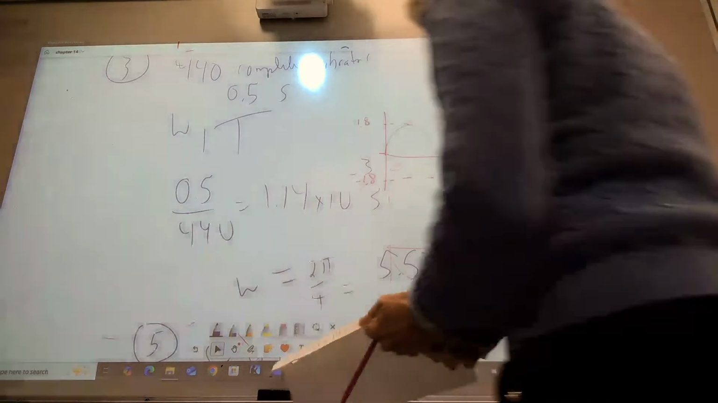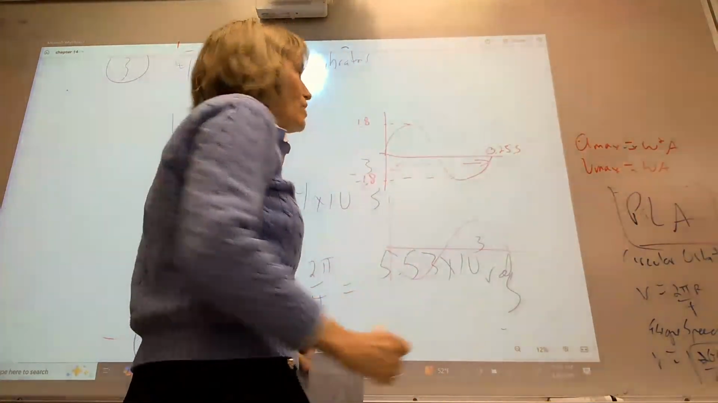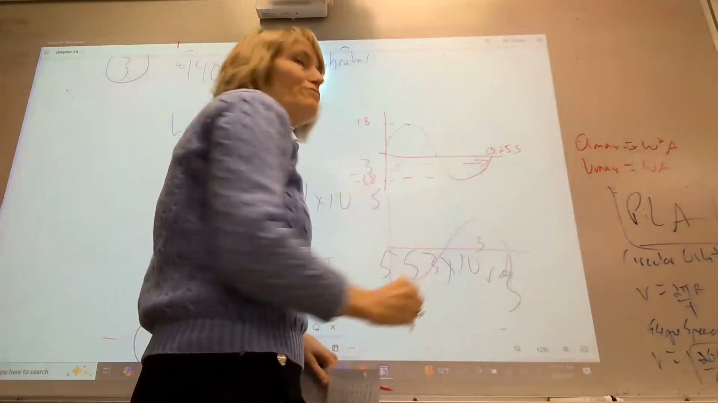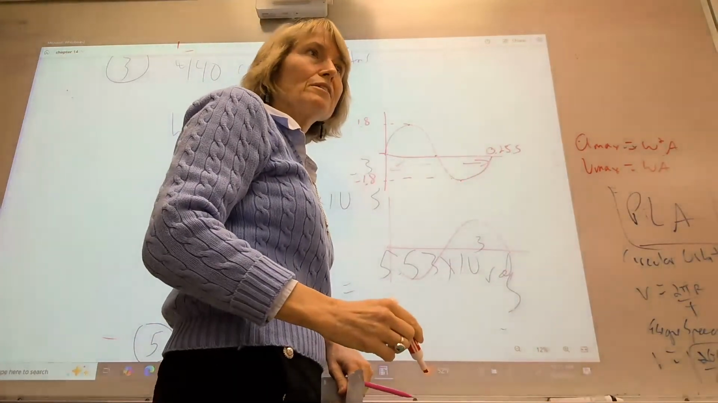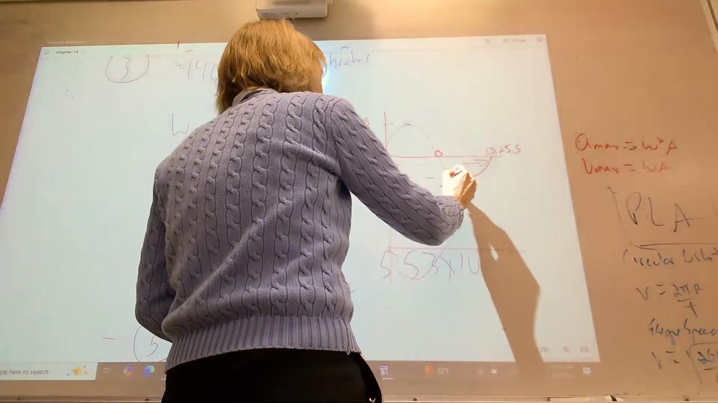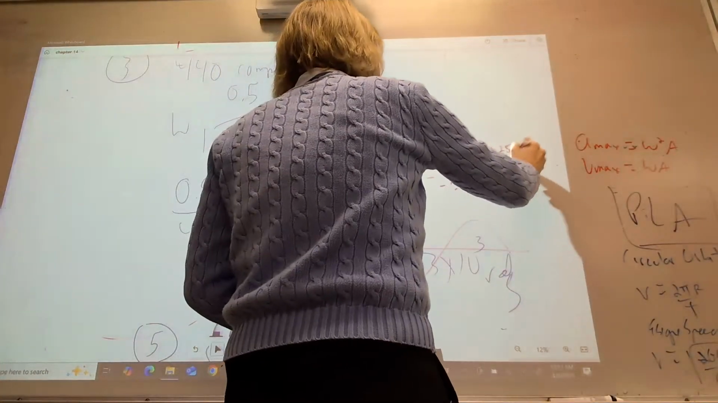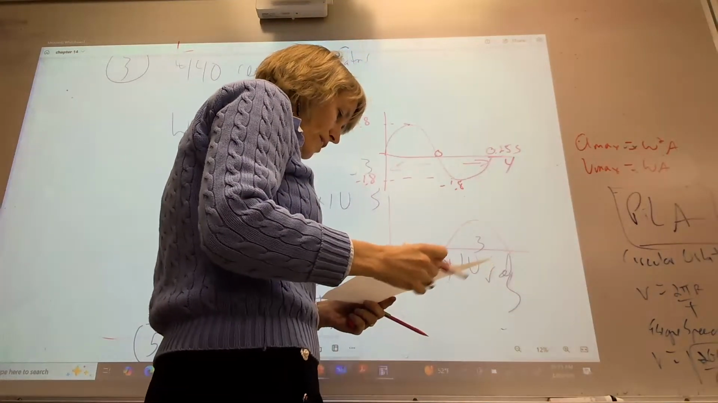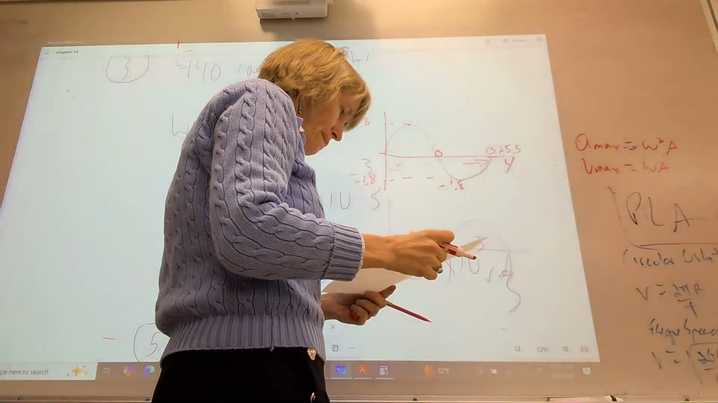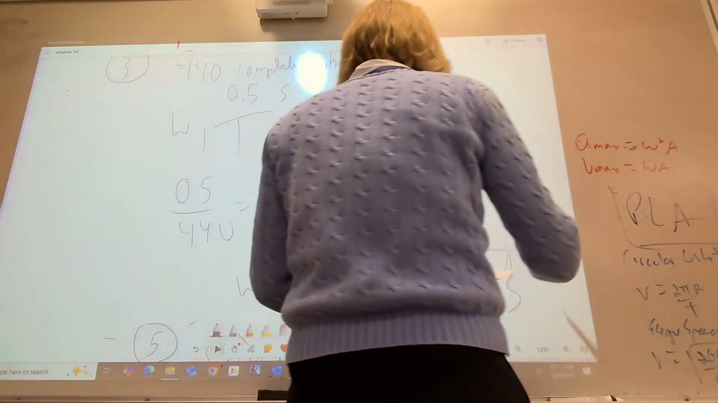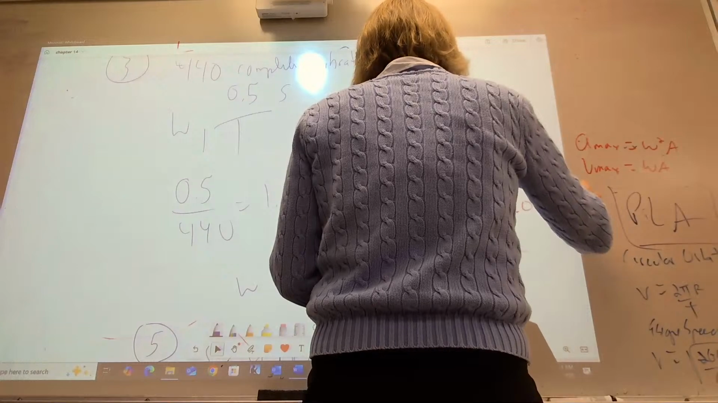Okay, so going from here to here was 1/4 of our cycle. Going from here to here was 1/4 of the cycle. Going from here to here was 1/4 of the cycle. So to go from 0 to negative 1.8 is 1/4 of the cycle. So it's 1/4 of this. It's 0.0625.